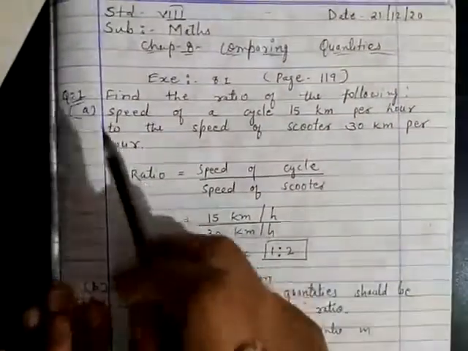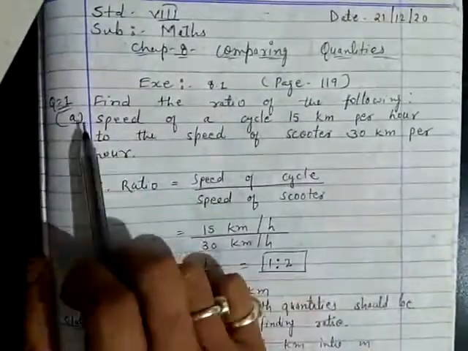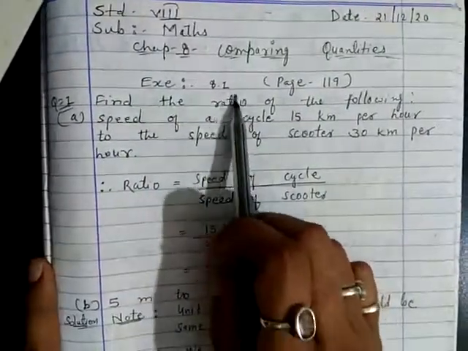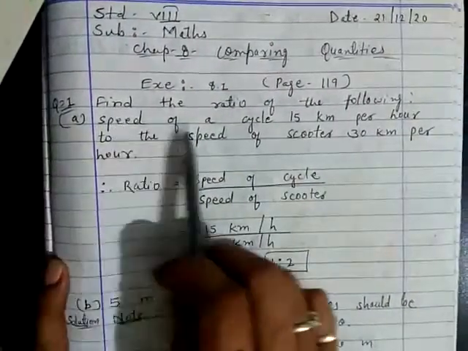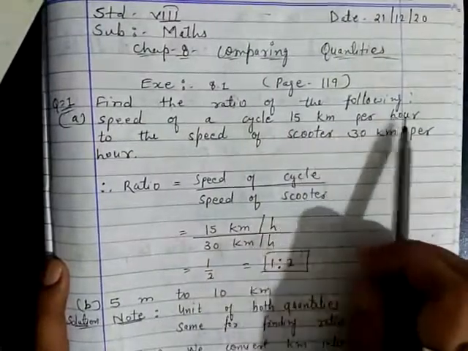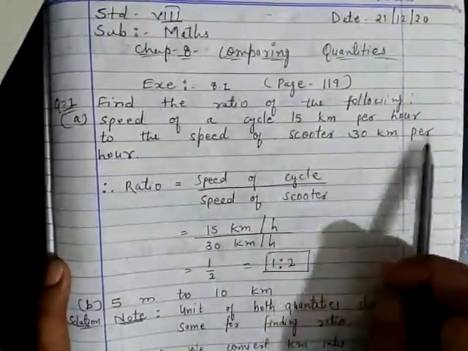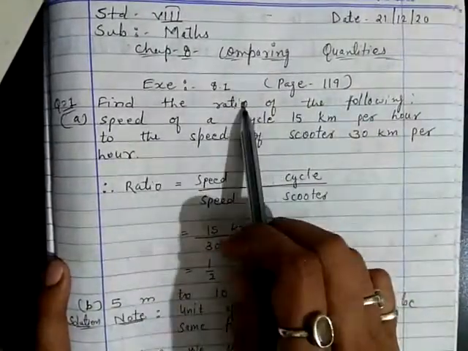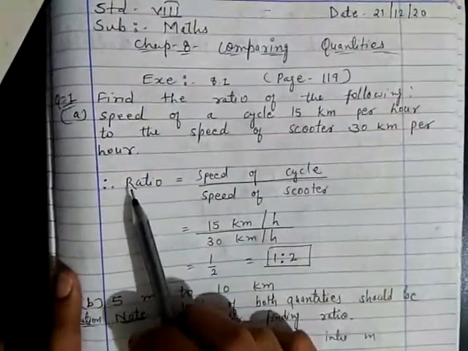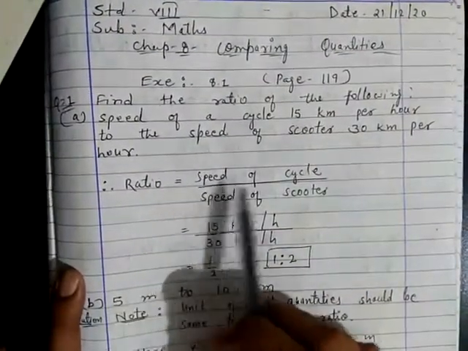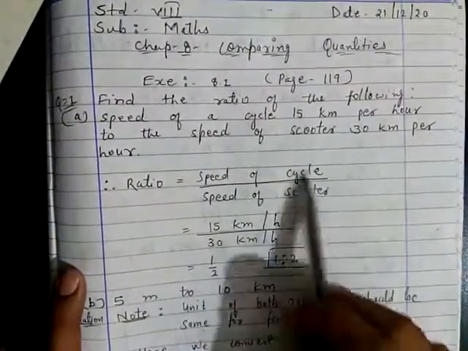See, the first question is what? Find the ratio of the following. Here you have to find the ratio. The first question is: speed of a cycle 15 km per hour to the speed of a scooter 30 km per hour. You have to find the ratio between cycle and scooter. It's a speed. So we write here the ratio is equal to speed of cycle upon speed of scooter, right? We write it in fraction form.